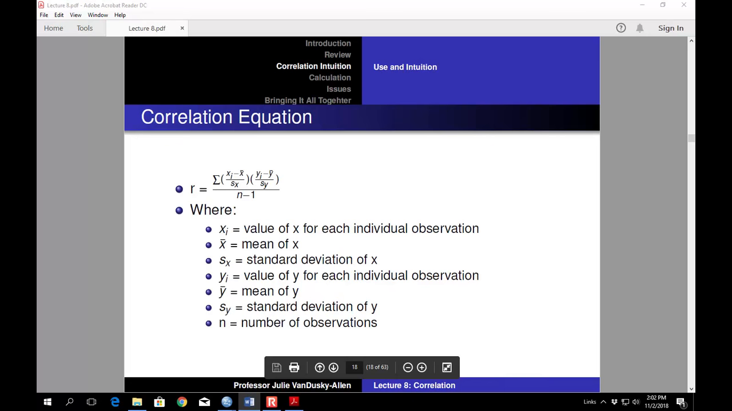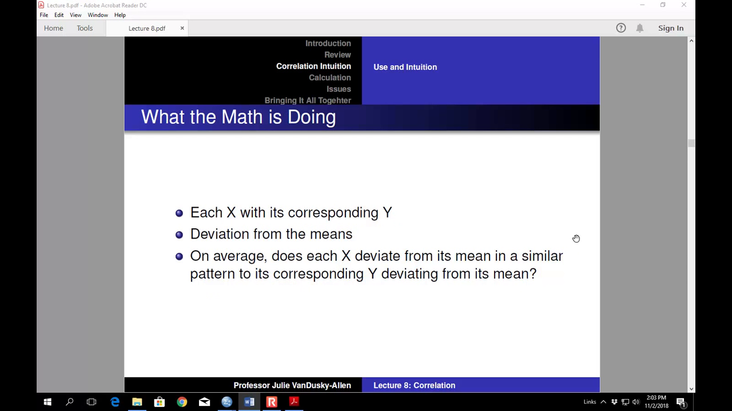This is how you calculate a correlation coefficient. The numerator is the sum of the product of each individual observation x minus the mean of x, divided by the standard deviation of x, and each individual observation y minus the mean of y, divided by the standard deviation of y. The denominator is the number of observations minus 1. What the correlation coefficient measures is whether each individual x observation deviates from its mean in a similar pattern to its corresponding y deviation from its mean.